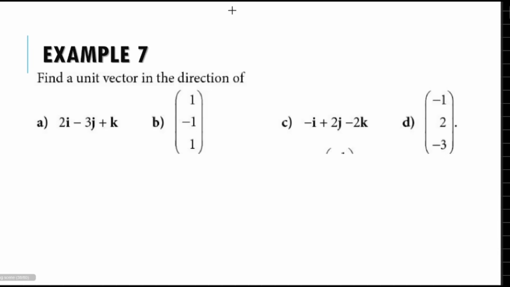Alright guys, example: find a unit vector in the direction of the following. Okay, so we're going to be taking two of the versions. So let's take A and D, and then of course I usually take this as classwork. So we have 2i minus 3j plus k.